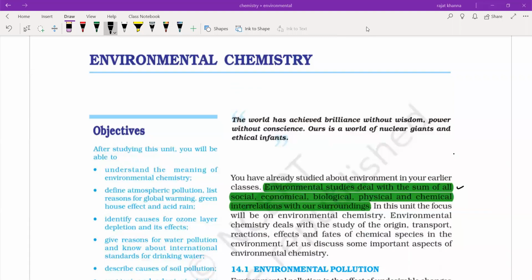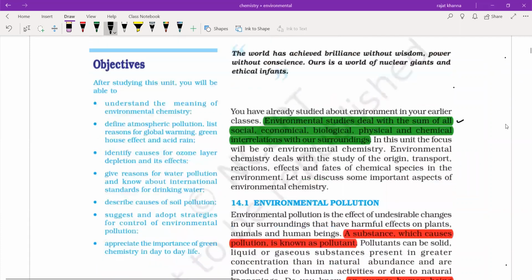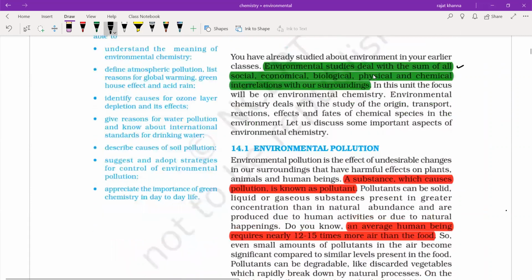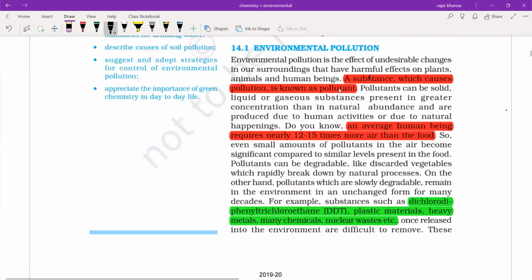In this video, we'll be covering all the important points of NCERT from the environmental chemistry chapter. So let's start. Environmental studies deal with the sum of all social, economical, biological, physical, and chemical interactions with our surroundings. A substance which causes pollution is known as a pollutant.